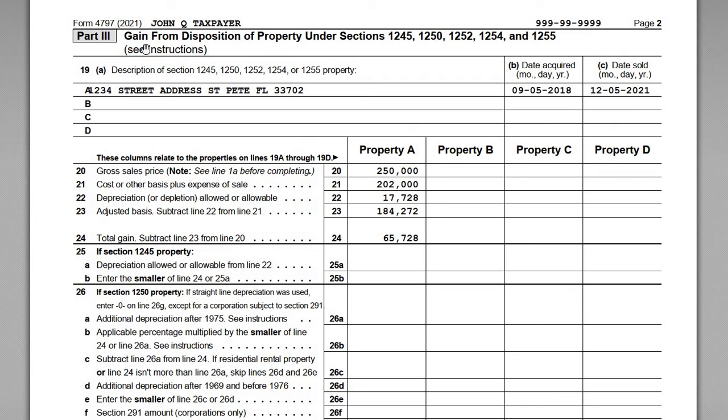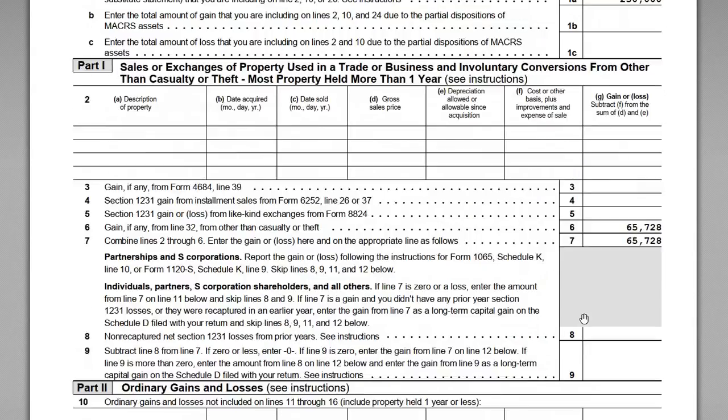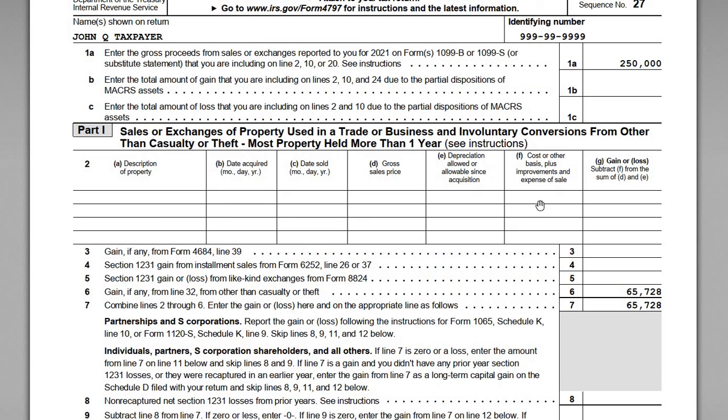Okay, so Part 3, you can see the title here, Gain from the Disposition of Property. That's 1245, 1250, 52, 54, and 55. So we have a gain from the sale of our property under 1250 because it's real property, so we report it here. When we take losses on 1250 property, the entry goes up here in Part 1, okay? And so we'll see that later on in the last example.